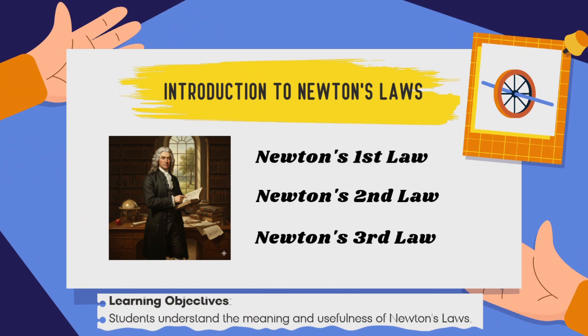The first law explains inertia, meaning an object will remain at rest or move at constant velocity unless acted upon by a force. The second law explains the relationship between force, mass, and acceleration, expressed as F equals m multiplied by a. The third law explains action and reaction, where every action has an equal and opposite reaction. The learning objective of this material is to help students understand the meaning and usefulness of Newton's laws.